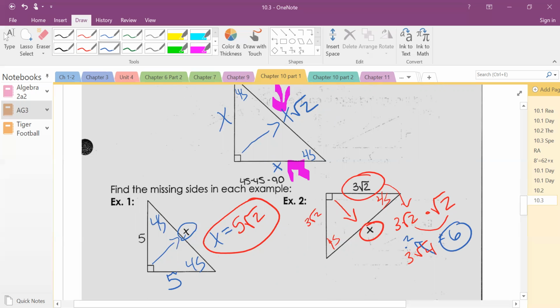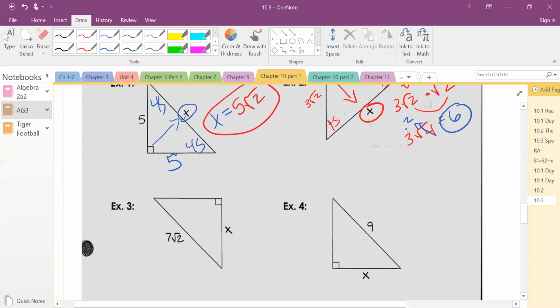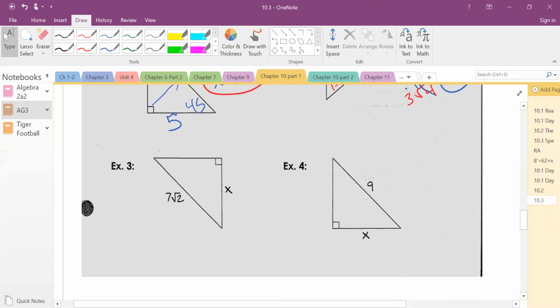Okay. Just take the leg, multiply by root 2, simplify. It's very, very easy. Okay, does it give us a harder one yet? Yeah, it does. Now here's the deal. So now we're given a hypotenuse and we're asked to find a leg. So we need to come up with our own formula for this one.